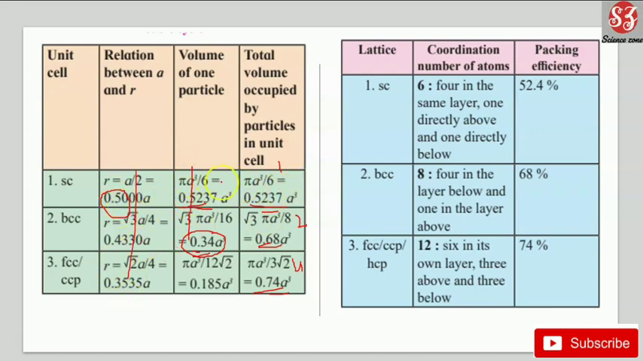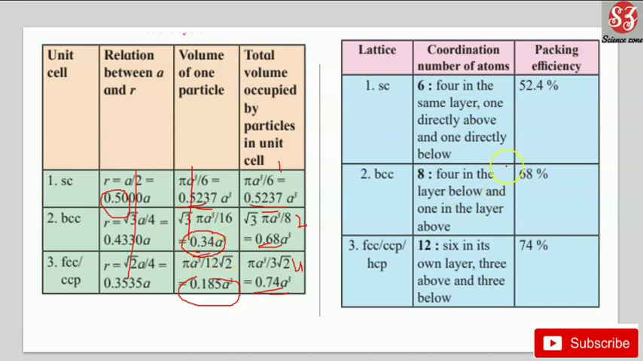If you remember this part, you have to remember that in SCC there is only one particle, so this value will remain unchanged. In BCC there are two particles, so this value will become double, and in FCC there are four particles, so this value will become 4 times. So you have to remember only 2 columns, not much difficult.